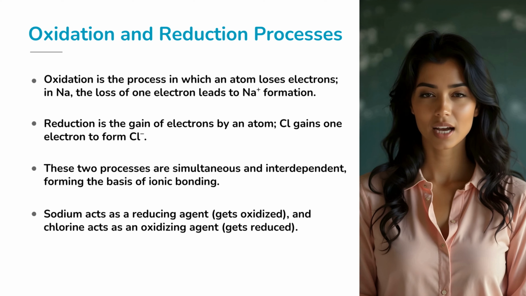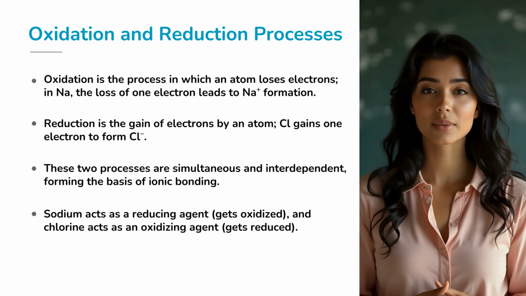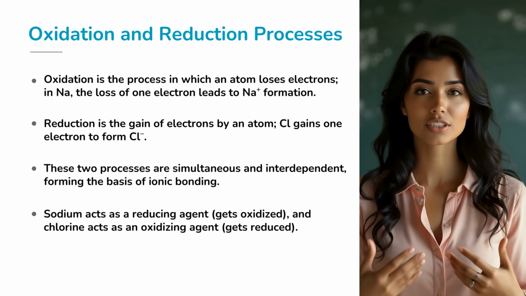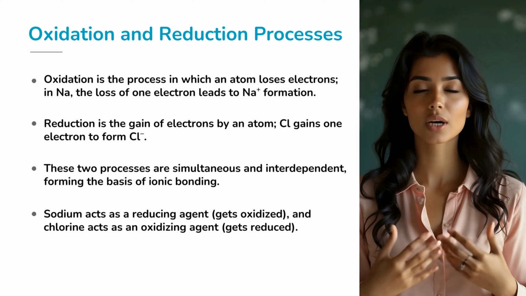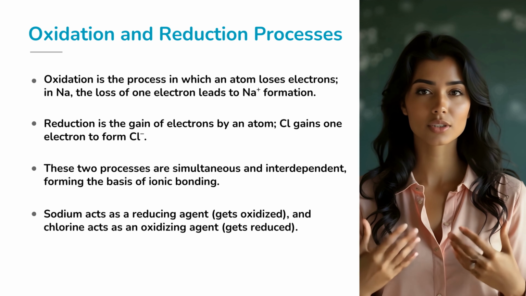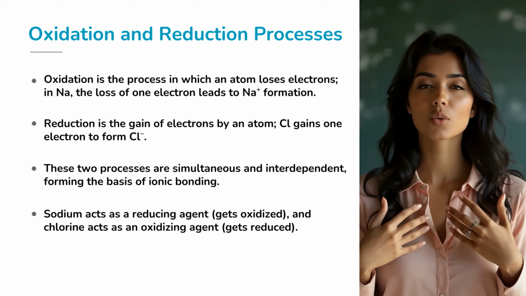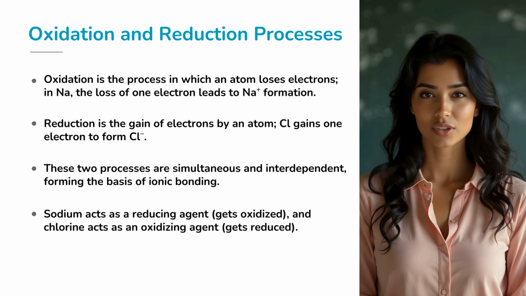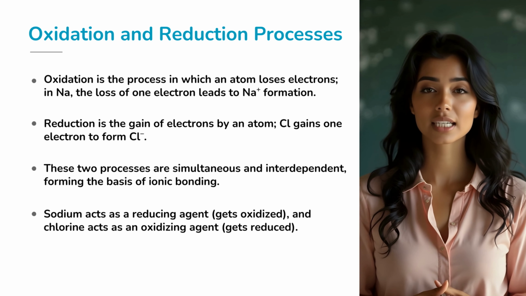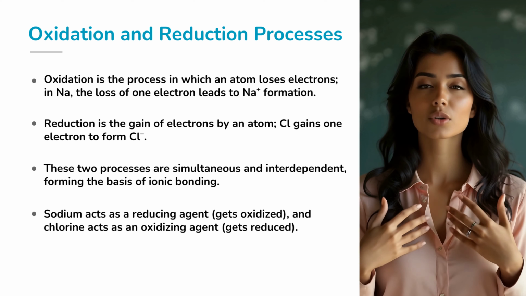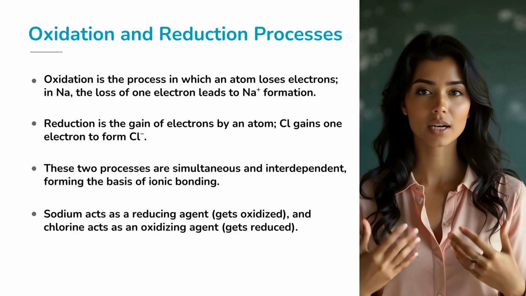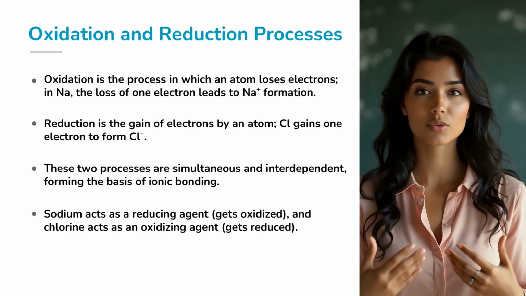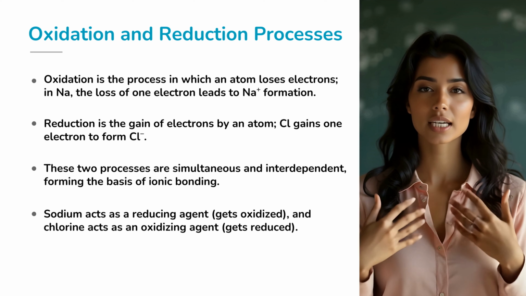Now let's examine the processes happening behind the scenes: oxidation and reduction. Oxidation means loss of electrons. For sodium, it's quite simple. The sodium atom with configuration 2, 8, 1 gives up one electron and transforms into a sodium ion with configuration 2, 8. We say sodium gives one electron to form sodium ion, spelled out as Na gives one electron forms Na+.